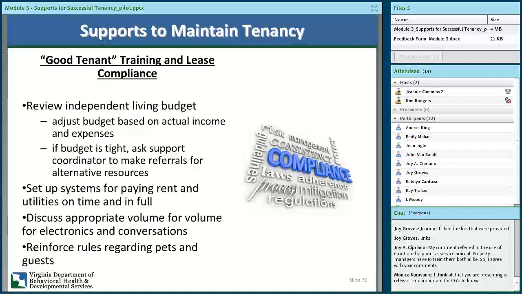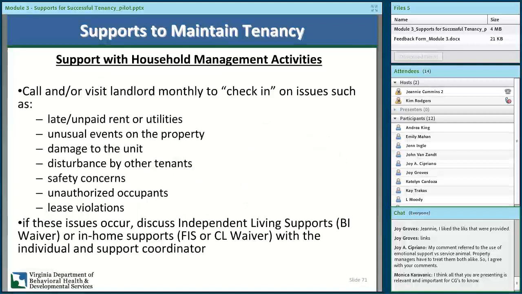Finally, community housing guides should review any restrictions on noise, pets, and guests. For example, work with the individual and neighbors to decide on a volume level for electronics that's acceptable to all parties. If pets are allowed, discuss the proper way to have a pet approved. And if there are restrictions on how long guests can stay, make sure the individual understands these limits and what could happen if he or she breaks the rules.